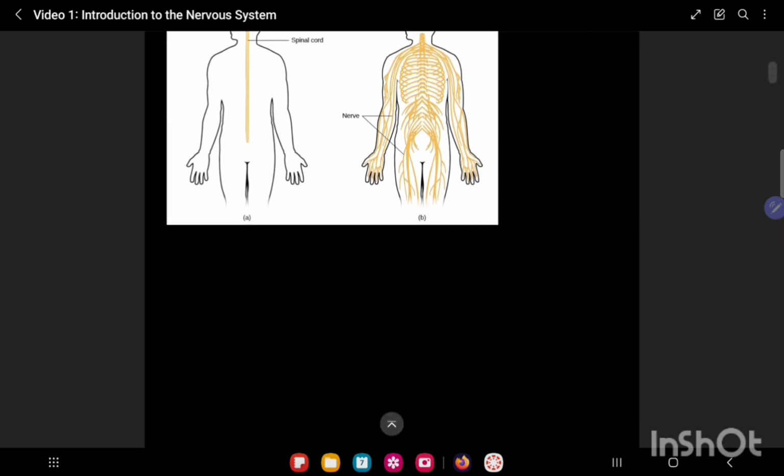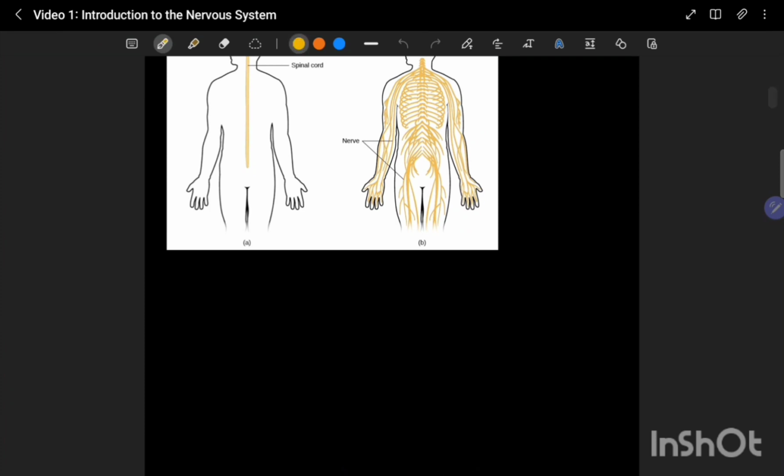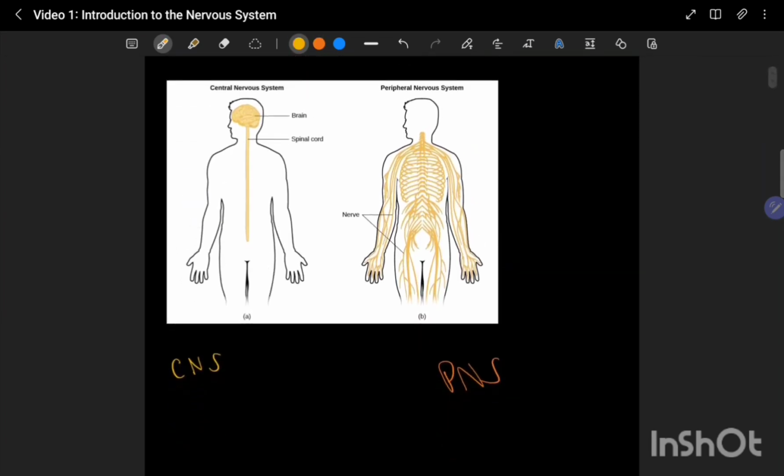So we're going to start with a little flowchart here. Our central nervous system, I'm going to abbreviate with CNS. Peripheral nervous system will be PNS. So our CNS is going to be just the brain and the spinal cord, just those two things. But we have a lot of other nerves in the body coming off the spinal cord, and those are going to be peripheral nervous system. So that is everything else.